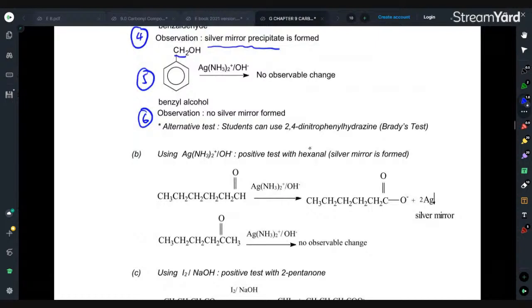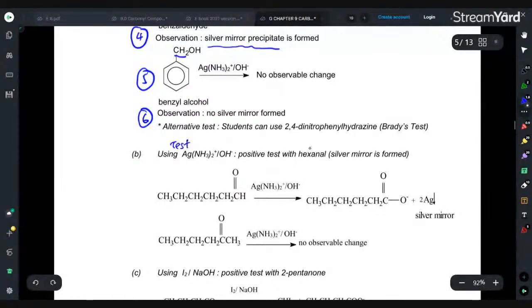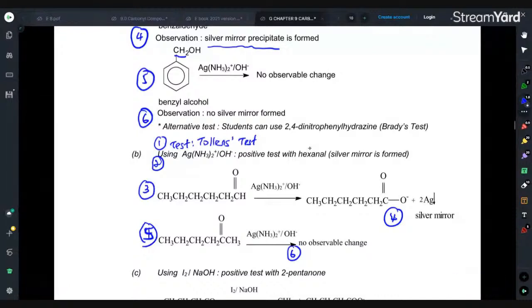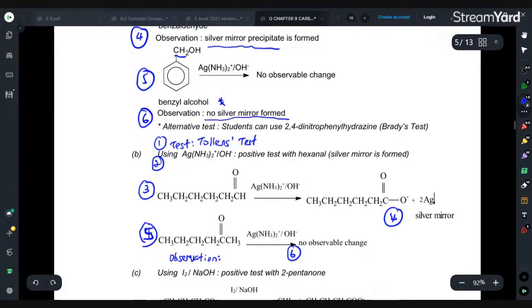B, same thing. What is the test? Tollens' test. You have to mention this is Tollens' test. And then what is the reagent? Silver ammonia in basic medium. Equation 1, observation 1. Equation 2, observation 2. You have to write down the observation: no silver mirror forms. Just follow like this, no silver mirror forms.